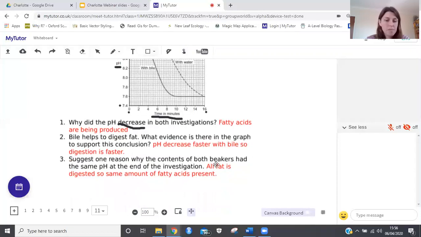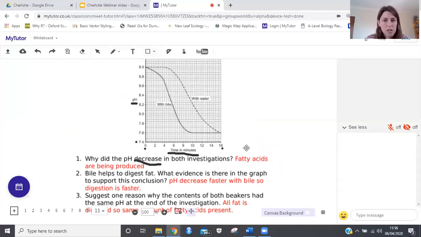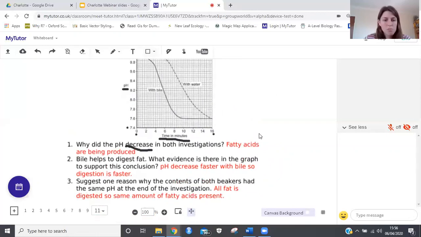Okay. Both beakers had the same pH at the end of the investigation because all of the fat within the milk had been digested by lipase, so the same amount of fatty acids had been produced. So they've both gone down in pH an equal amount. So that's how we would approach that question.